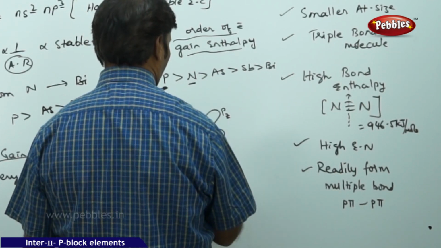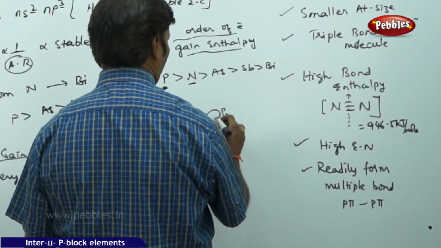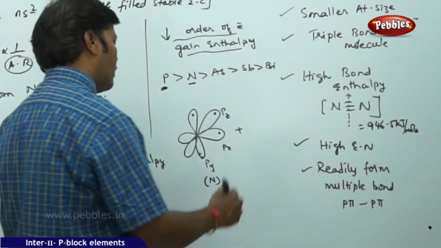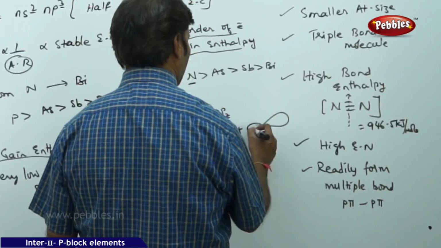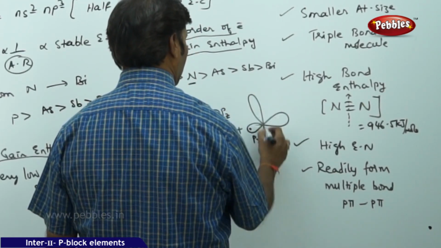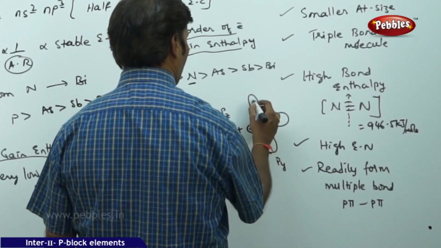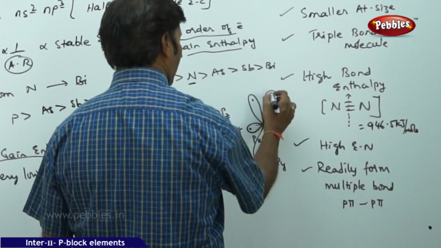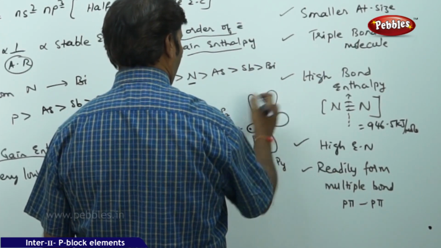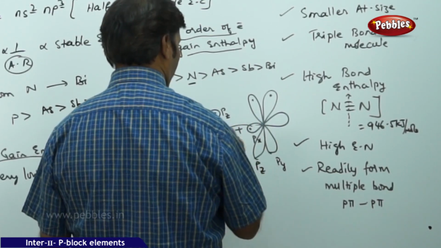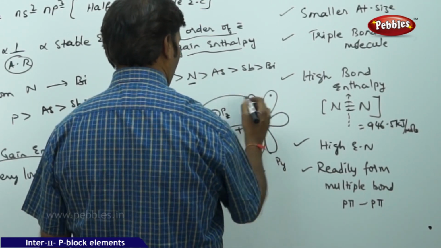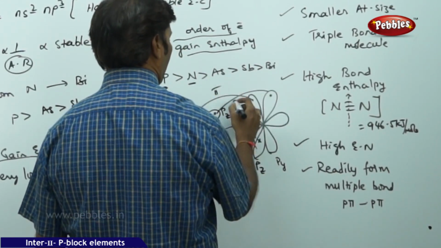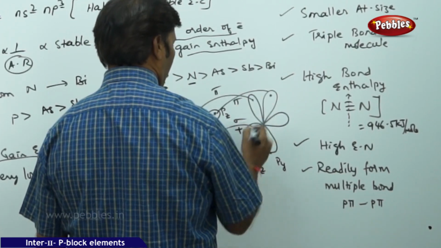If you go for the second nitrogen atom, of course we have each pure atomic orbital of nitrogen. Because of this half-filled electronic configuration, each p orbital has an electron. So px overlaps with px, py with py, and pz with pz. Here we have one pi bond, here one pi bond, and here one sigma bond.